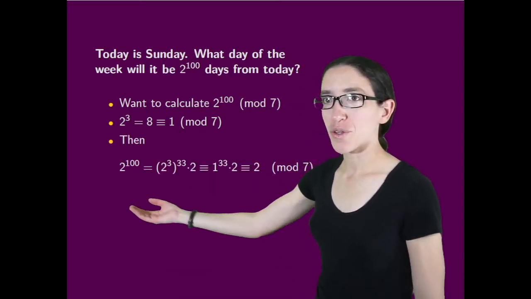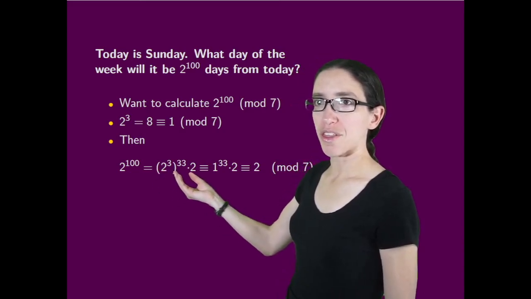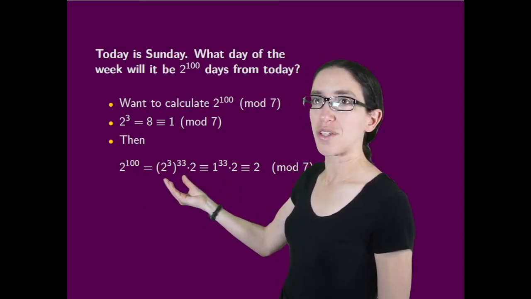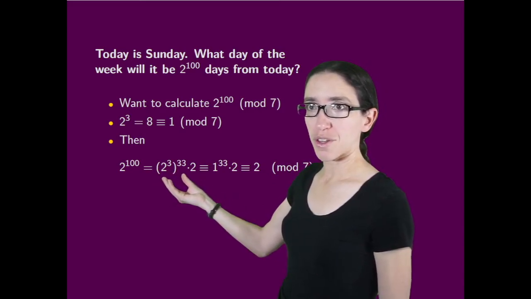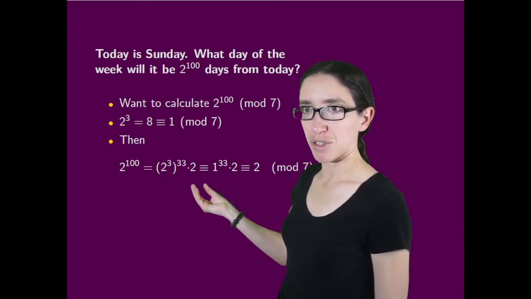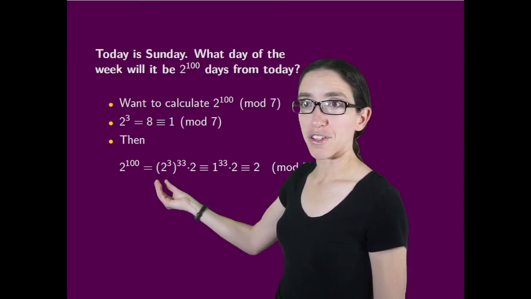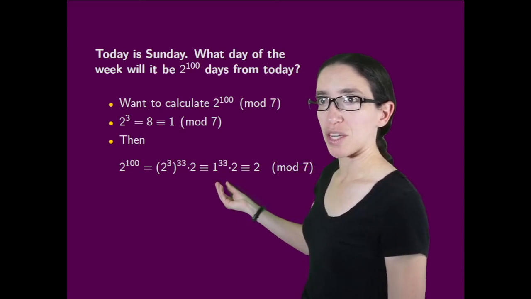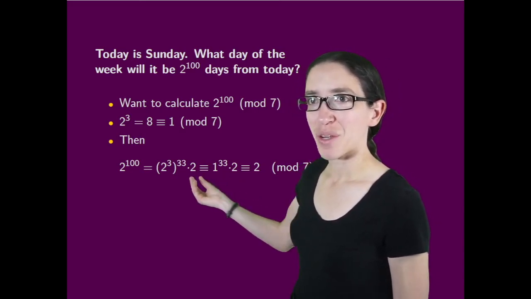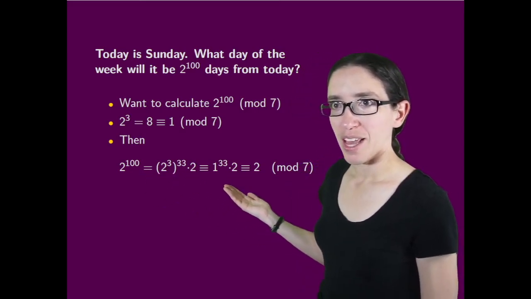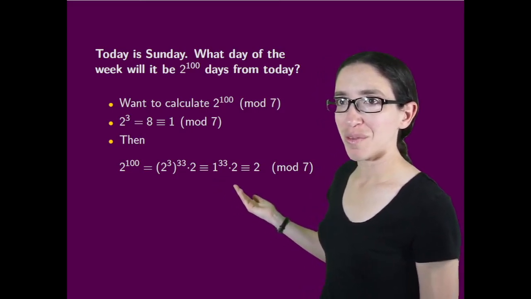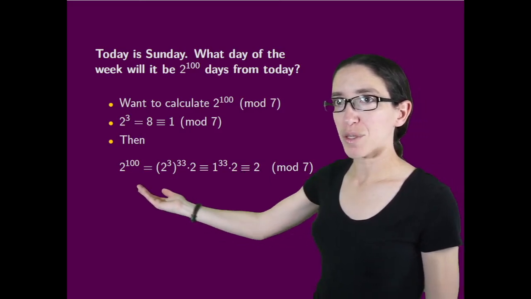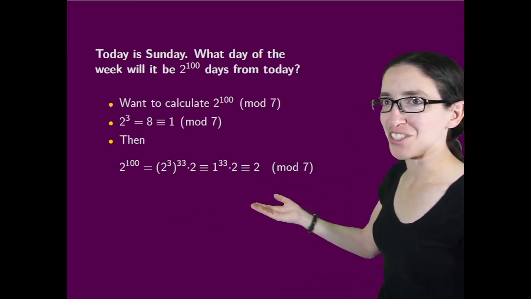So 2 to the 100th can be written as 2 to the third to the 33rd power. I'm basically writing this as 2 to the 100th is 2 to the 99 times 2. So it's 2 to the third to the 33rd times 2, and 2 to the third is 1. So when we multiply all those 2 to the thirds together, we might as well multiply all these 1s together. We can replace the 2 to the third with the 1, and so now we just have 1 times 2, because 1 to the 33rd power is just 1, and so that's 2. So the remainder when 2 to the 100th is divided by 7 is just 2.